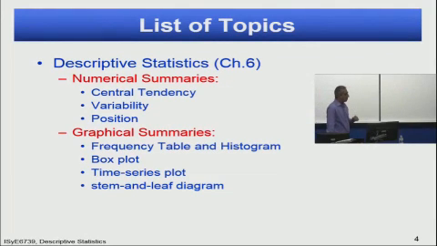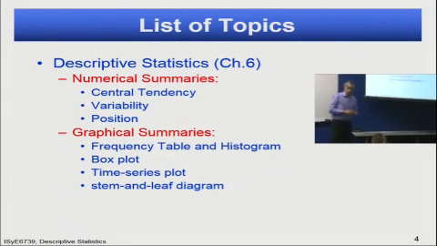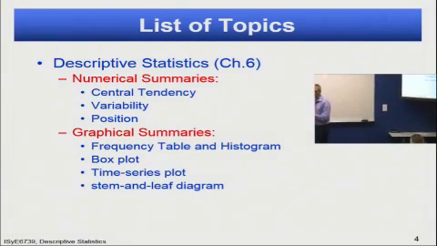Basically, for descriptive statistics that we are going to cover today, there are two categories: numerical summaries, where when you have a sample of data, you want to use just a few numbers to represent the whole sample. Okay, that's called numerical summaries, and most of you have seen this before. Very simple. And then the other category is graphical summary.